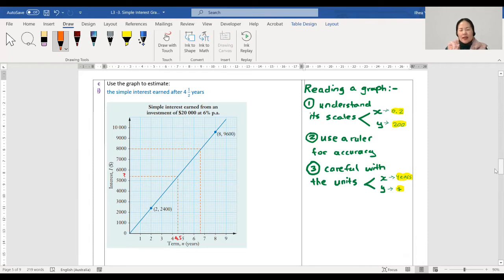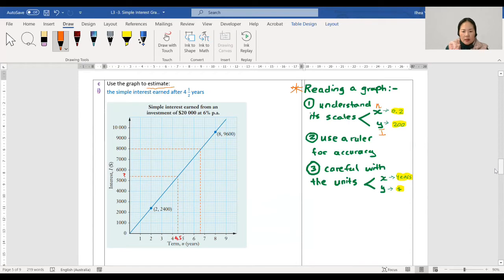Now it says estimate. It makes sense because you can't really have accuracy here because it's a bit hard to read it off from the graph. So first thing first, before we tackle the question, I want you to think about this. What does it mean by reading a graph? You can't really physically read a graph like a book, but what it means is you really need to understand its scales. There are 2 scales, one for the x-axis, one for the y-axis. And here, my x is the n, my y is the capital I.